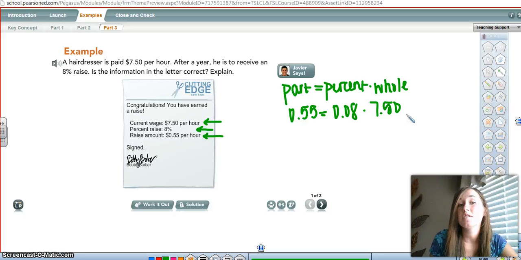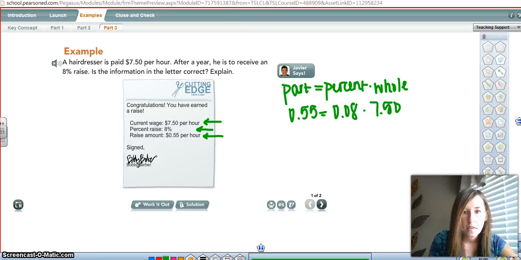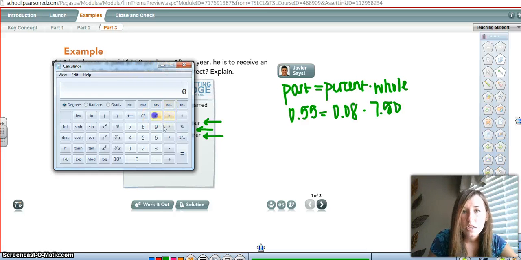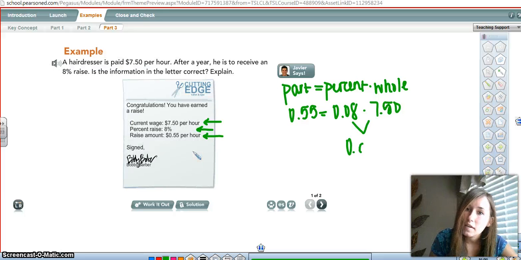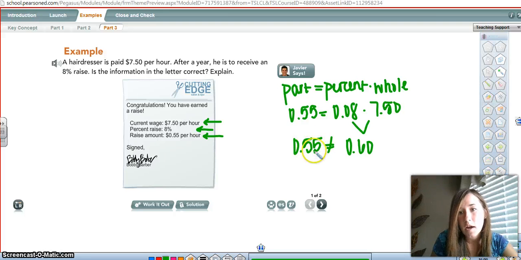Again, like the last problem we just did, we're just trying to see if this is correct. So we don't have any missing values. But we just need to make sure it works. 8% of 750 would be 60 cents, or 0.6. 60 cents in money. And that does not match, oh goodness, that does not match what the letter says. So the information is incorrect.